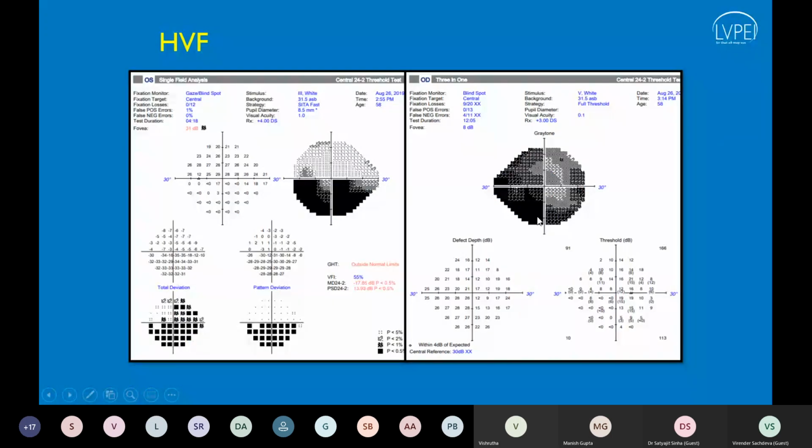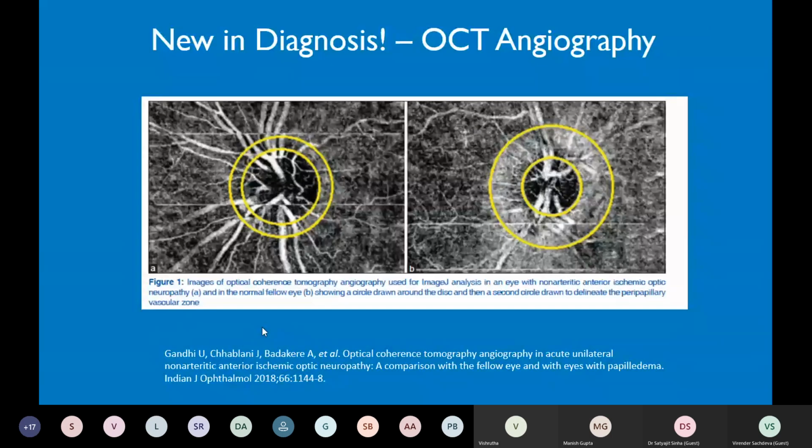Now, these are the visual fields of the same patient. We can see that in the right eye with the optic atrophy, there is diffuse field loss, and we are able to do fields only with the stimulus 5. Whereas in the left eye, you can see an inferior altitudinal field loss, which is highly typical of a non-arthritic anterior ischemic optic neuropathy. We have some tools for helping us in the diagnosis of NAION.